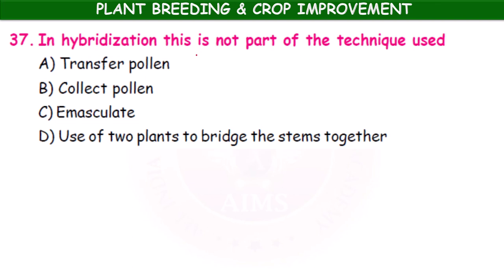In hybridization, which of these is not a part of the technique used? Transfer pollen, collect pollen, emasculate, or use two plants to bridge the stems together. Which one? Using two plants to bridge the stems together is not part of the technique. Transfer of pollen grains, collecting pollen, and emasculation are all parts of hybridization except the last one.